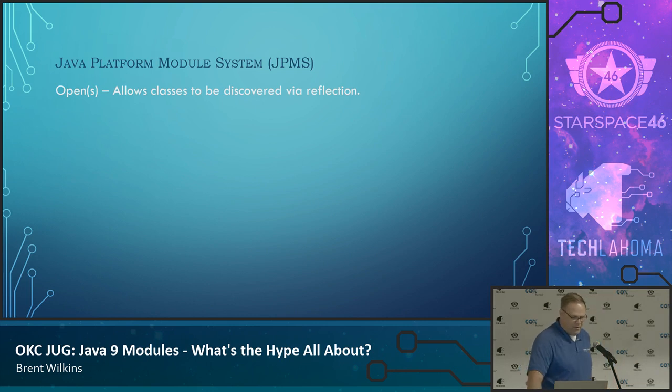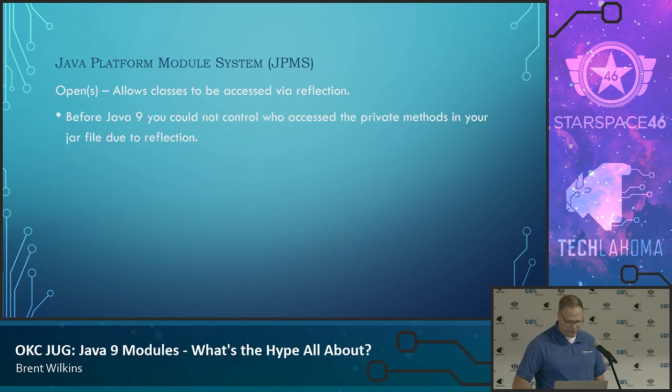Opens allows your classes, your public, your protected and your private classes to be discovered via reflection. So one of the things with a jar file is you could put private classes in there, but they could still be discovered via reflection, and you could still actually call their methods using reflection. So they wanted to close this door. So with that, everything in your module is basically closed until you open it. And this one opens your class to allow it to be accessed via reflection.